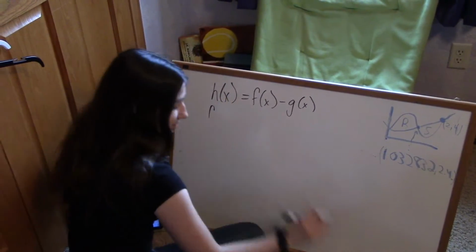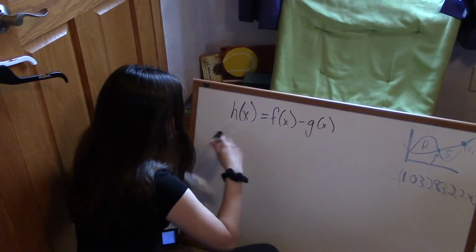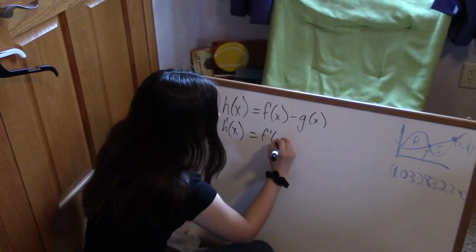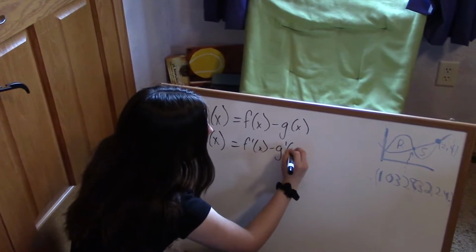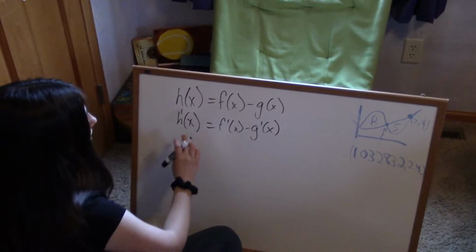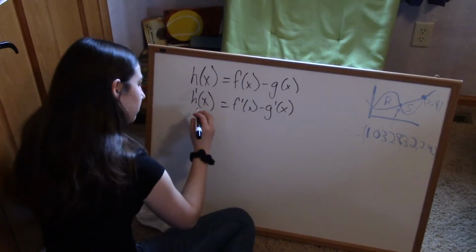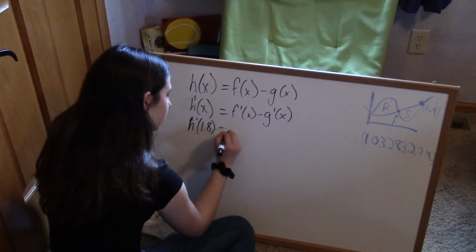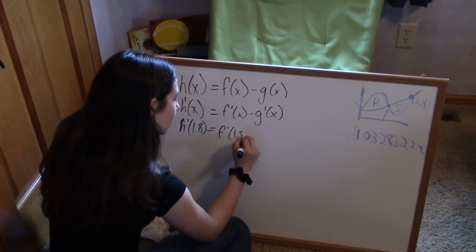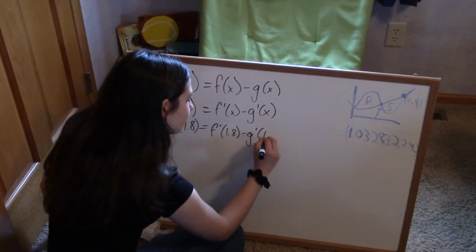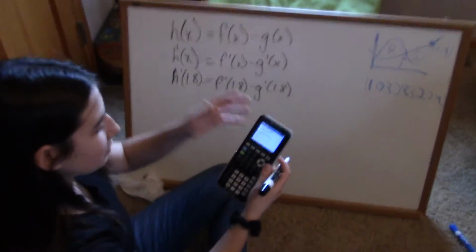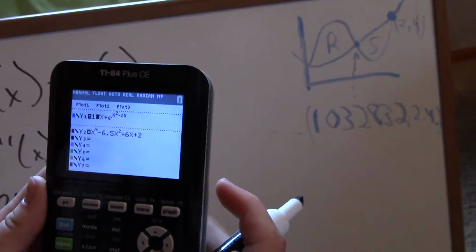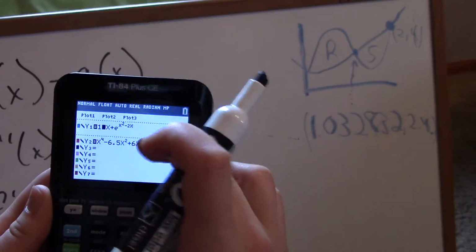So we'll go h prime of x equals f prime of x minus g prime of x. So then we have that, and then we're substituting in what we're given. So we're trying to find h prime of 1.8. So that equals f prime of 1.8 minus g prime of 1.8. So then if we go over to our calculators, we plug in f of x and g of x, which is down there.